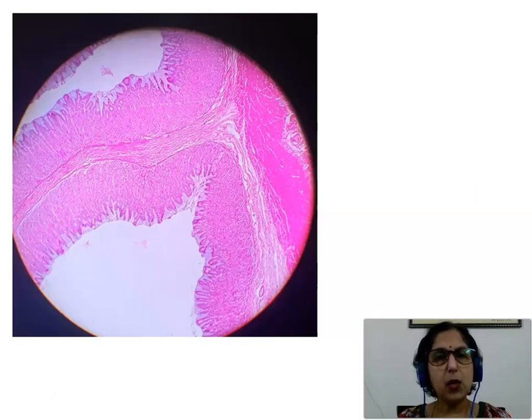Now what we see here is a low power view of an H&E stain slide of colon. What we see here is the luminal surface, a mucosal fold showing the lining epithelium, part of the mucosa. We also see the intestinal glands in the lower part of the mucosa, the lamina propria, the muscularis mucosae, and some part of the submucosa and muscularis externa is seen here.